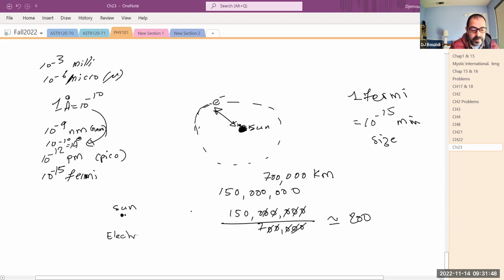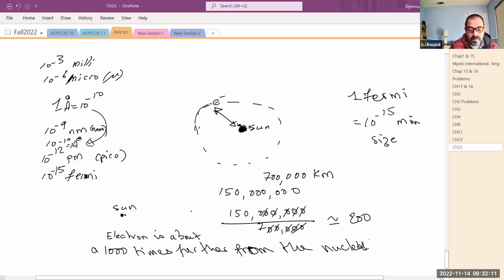The electron is about 1,000 times further from the nucleus as the Earth is from the sun. That's amazing.